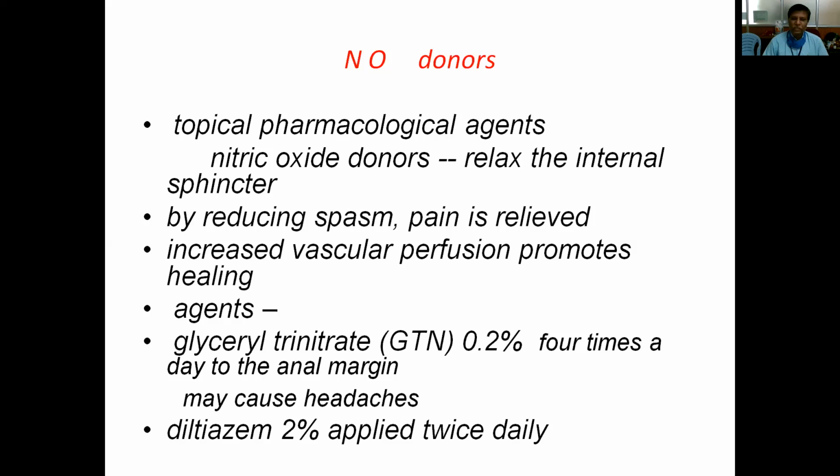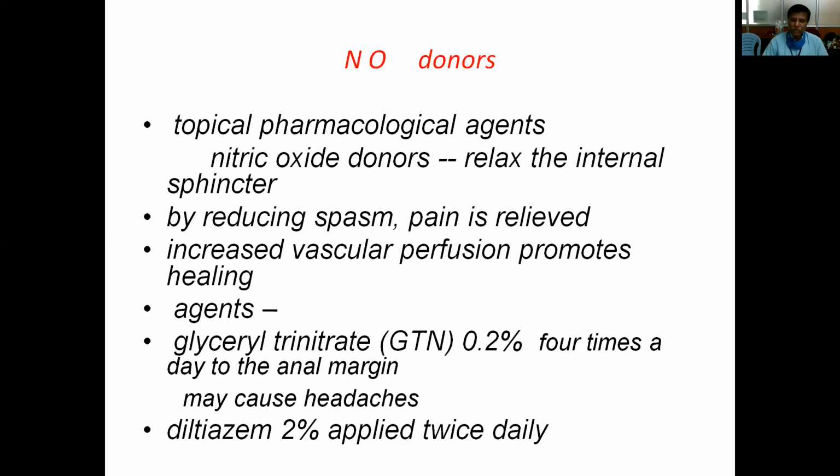By reducing the spasm, the pain is relieved, and because it is also a smooth muscle relaxant, the arteries will dilate and improve the blood supply, taking care of the ischemic element also. The muscle is relaxed, the arteries are dilated, so both the things will help to heal the ulcer. The agents commonly we use are glyceryl trinitrate, GTN 0.2%, 4 times a day to the anal margin.